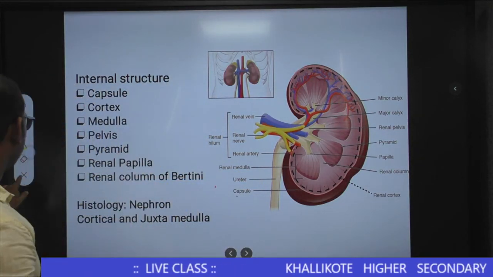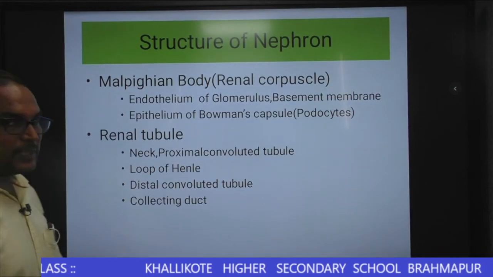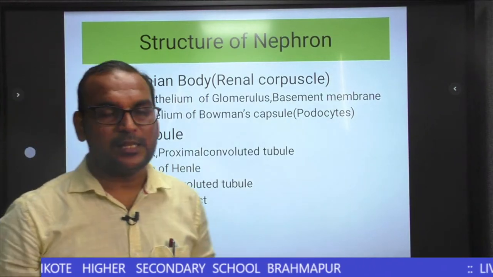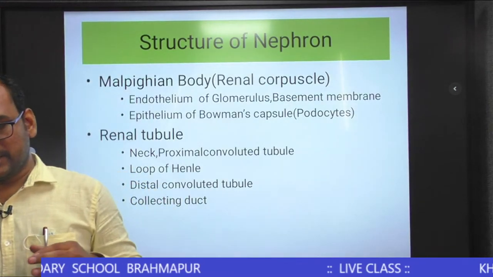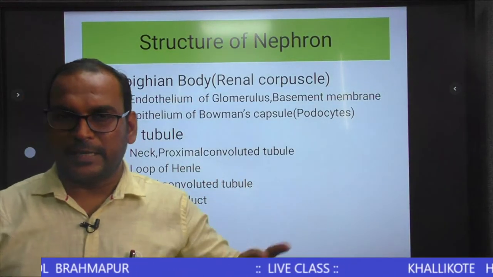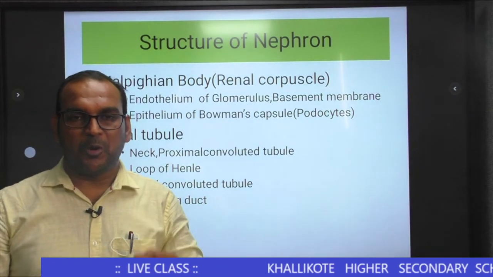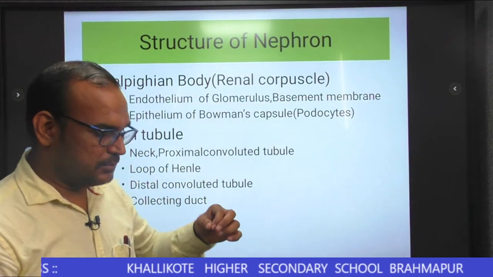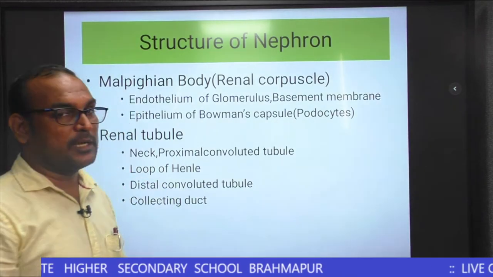Then coming to the structure of the nephron. So what is the nephron? The nephron is the fundamental unit. All the kidney is made up of small, elongated, minute tubular structures provided with a capsule, which is called the nephron.